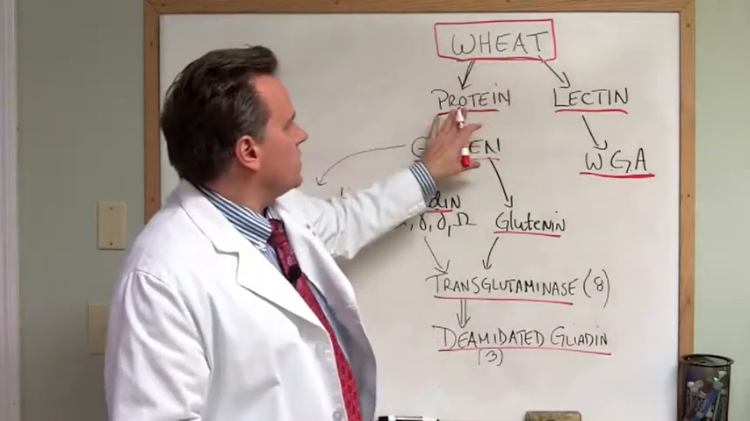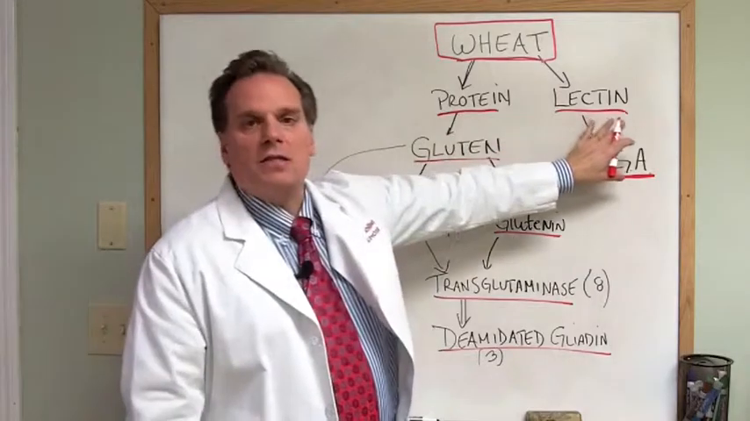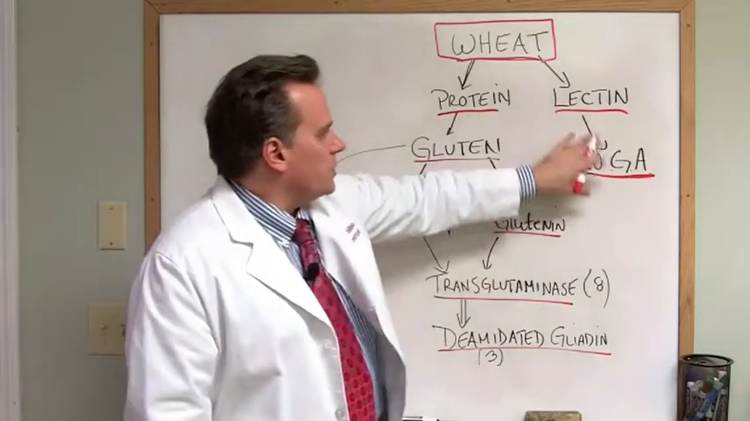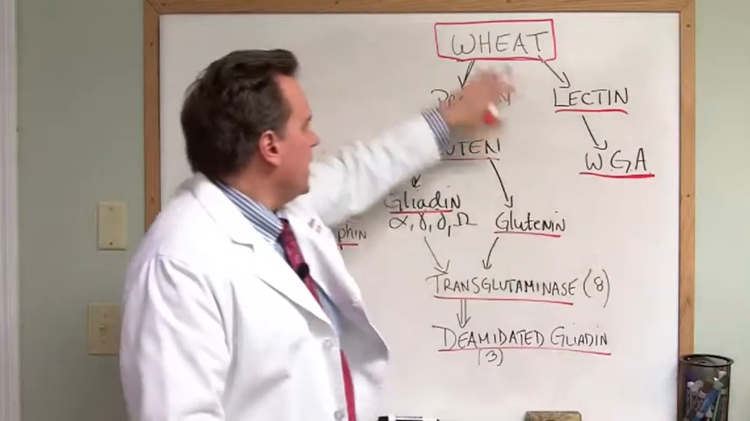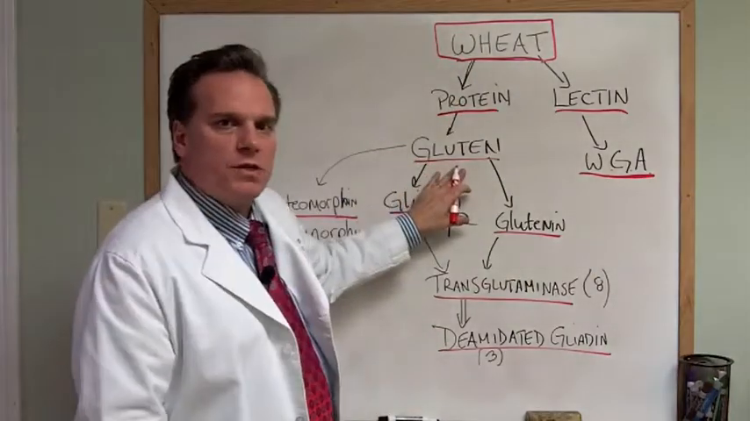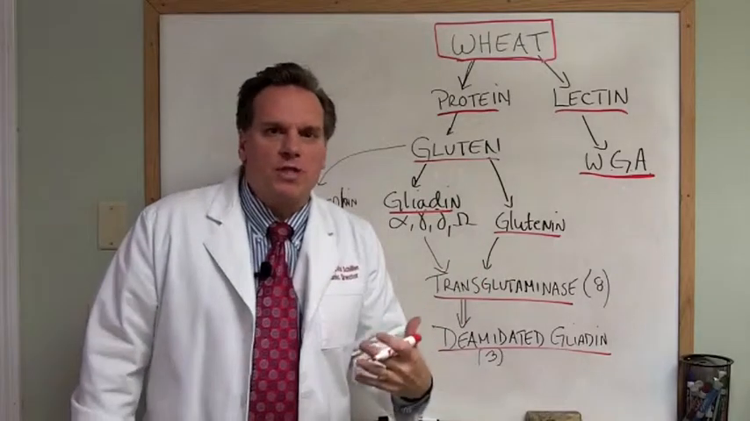And wheat itself has proteins in it, and it has lectins in it. And a lectin, particularly in wheat, is what is called wheat germ agglutinin. All right? And on the protein side, that's where the gluten is. That's what people hear as gluten. Gluten is the protein in wheat.